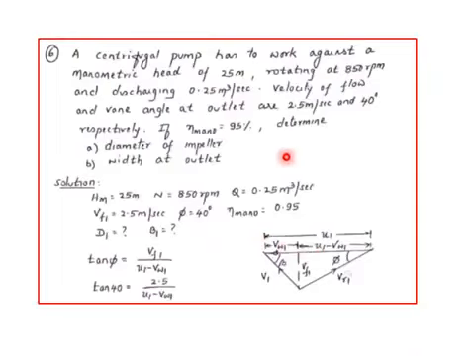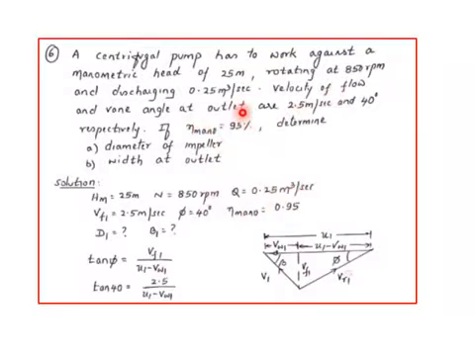This is a problem where a centrifugal pump has to work against a manometric head of 25 meters, so Hm is 25 meters. It is rotating at 850 rpm. The discharge is given, which is 0.25 meter cube per second. Velocity of flow at the outlet.